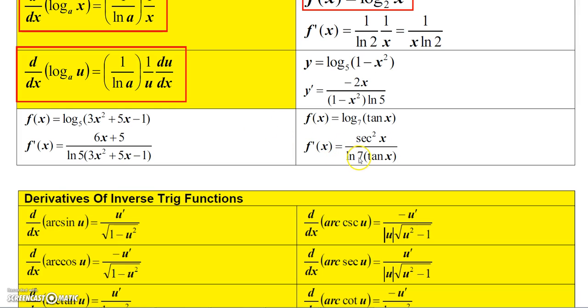Okay, so that's pretty much how you find the derivatives or differentiate log functions. And so we're going to move on to another type of function in the next video, and we're going to talk about how you differentiate inverse trig functions in the next video.